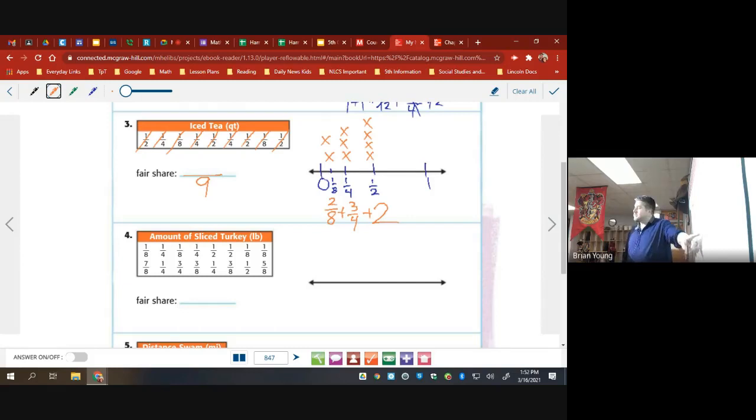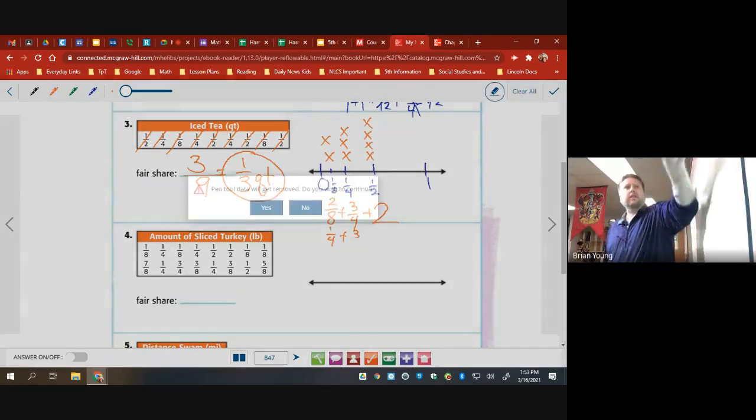He says simplify it. What are we going to simplify it to? 1/4. He says make this 1/4, which he's not wrong. So what's 1/4 plus 3/4? 1 whole. So 1 plus 2 is what? 3. Can I simplify 3/9? Lauren? Divide by 3 equals 1/3. Good job. So my fair share is 1/3 of a quart of iced tea. That's a pretty good quart of iced tea, 1/3 of it. We have a couple more here, and then I'll let you guys on your own.